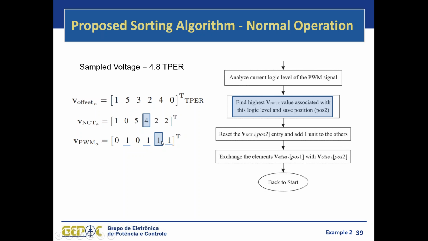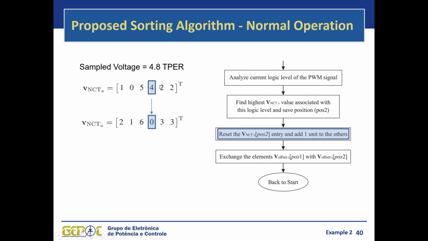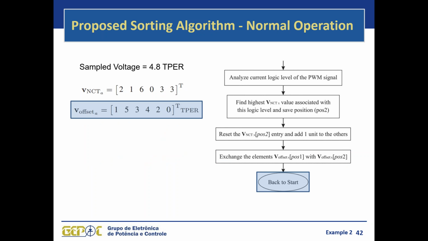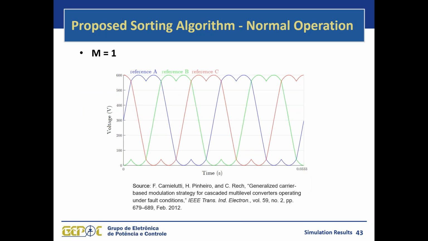So what we do is that we reset this value here and add 1 value to the other ones and exchange these 2 positions for the offsets. So instead of switch S4 taking over the PWM, S2 is taking over the PWM, and it's changing its status in this interruption. And then once we have this new value of the V offset, we go back to the start and sample the reference again, and so on and so forth.